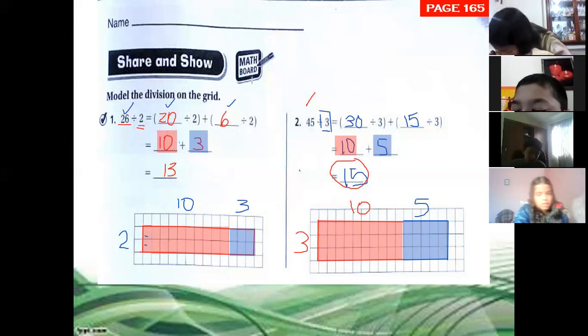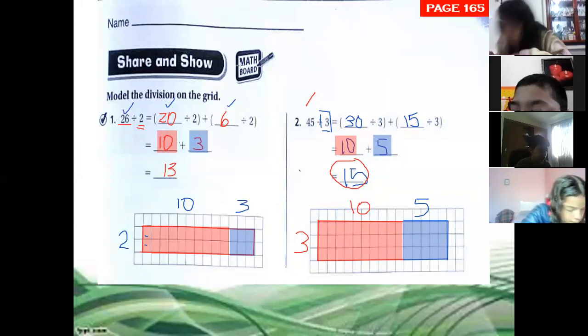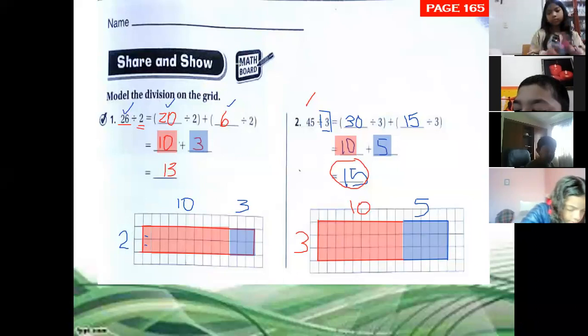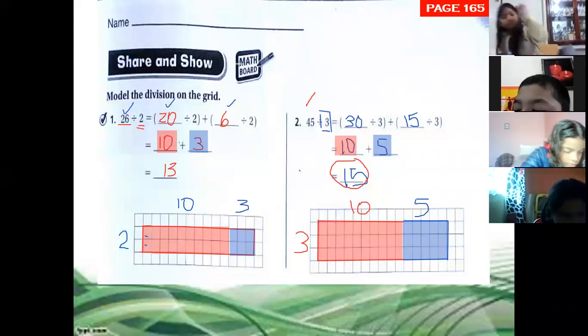Exactly. Color, please. Do the model in color. Finish, Miss. Excellent job. Okay, second part.